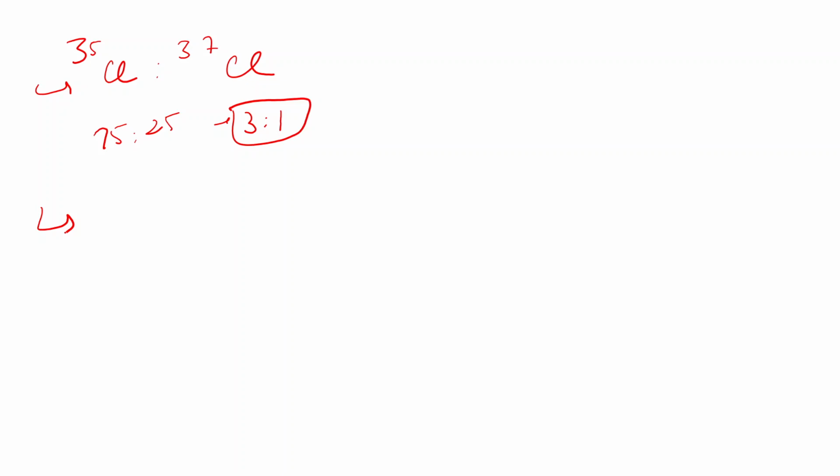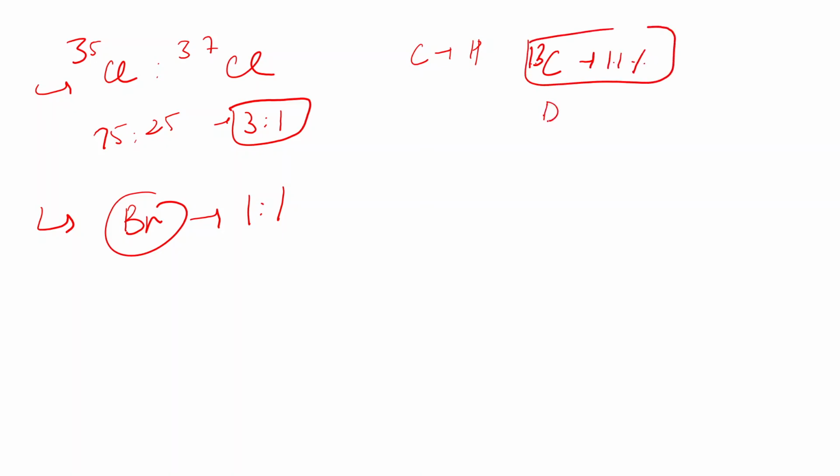Then in mass spectrometry, you should remember the natural abundance. If you have to solve for chlorine, it's 75:25, that means 3:1. Suppose you're solving for bromine, bromine will be 1:1. Similarly for carbon and hydrogen: for 13C, the abundance is 1.1%. For deuterium, it's 0.015%.